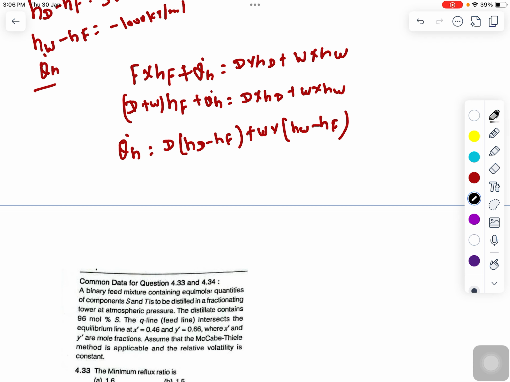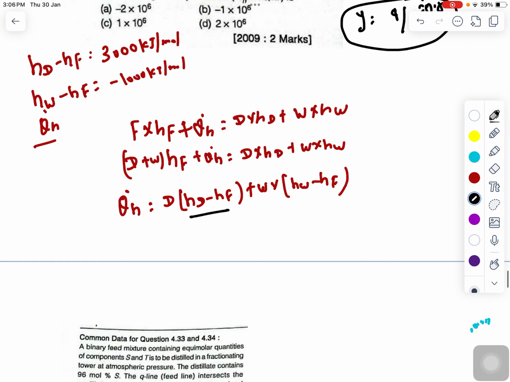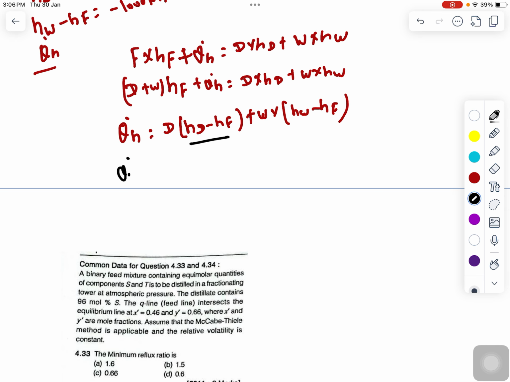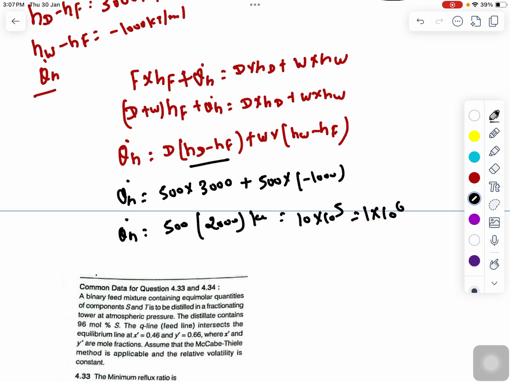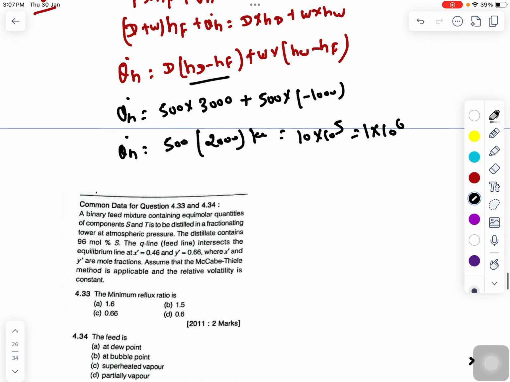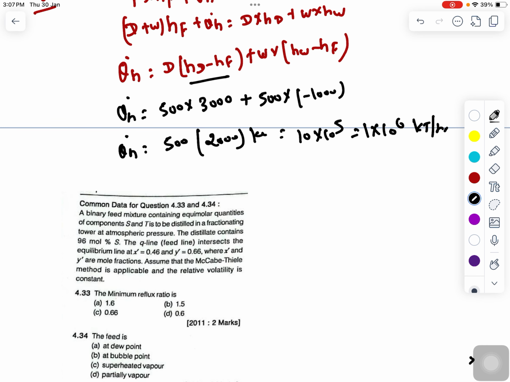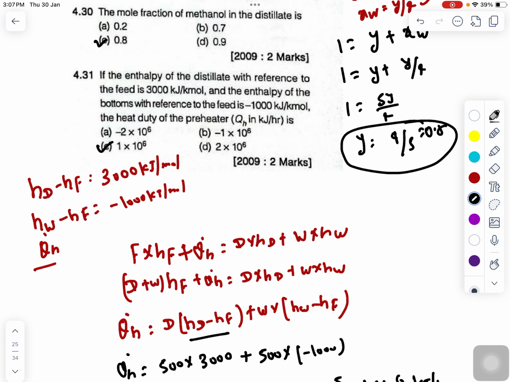So now you can see the values of HD minus HF and HW minus HF are given to you. So Q dot H can be written as 500 multiplied with HD minus HF, which is 3000, plus W, which is also 500, multiplied with minus 1000. If I take 500 common, 3000 minus 1000 is 2000 kilojoule. So that is equal to 10 into 10 to the power 5, that is 1 into 10 to the power 6, and the unit is kilojoule per hour. So from here you can see option C is the correct option.